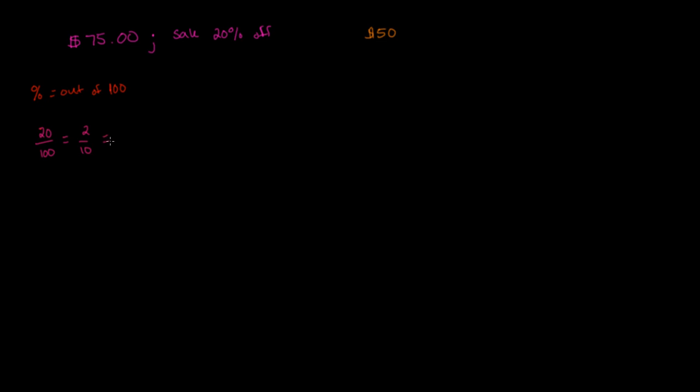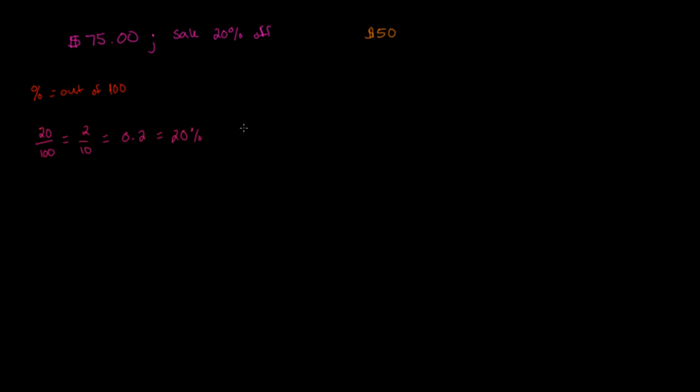And 2 out of 10 is 2/10, right? We know that 2/10 is the same thing as this in decimal form. This is 2 in the tenths place. So 20% is actually equal to 0.2. They're the same thing. They cover the same amount of space. They mean the same part of a whole.